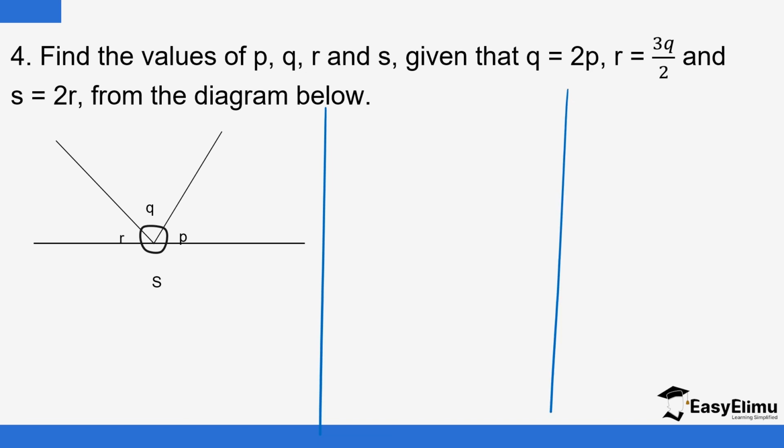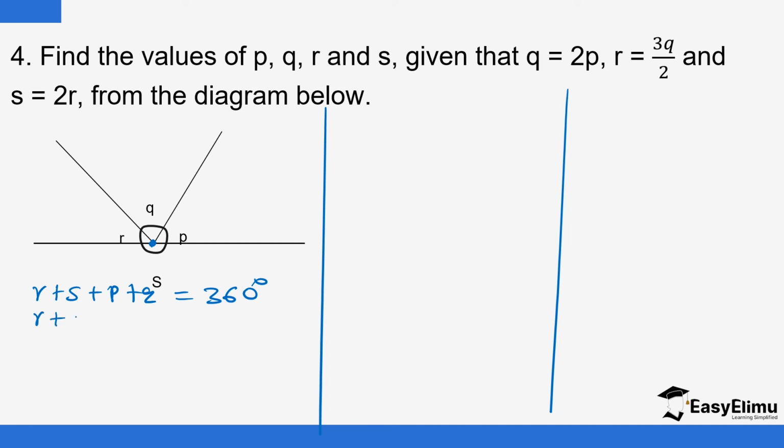So find the values of P, Q, R, and S, given that. So again, they have a common vertex, so you can sum them up and then equate to 360 degrees. So we have R plus S plus P plus Q should be equal to 360 degrees. What we'll do is try substitutions until you have just one unknown. For example, I can substitute Q for 2P. Let me start with that.